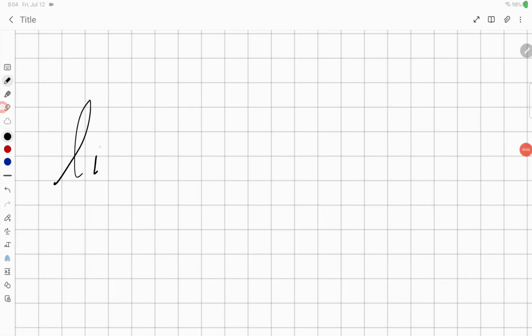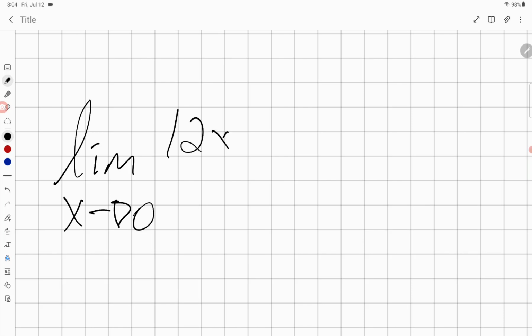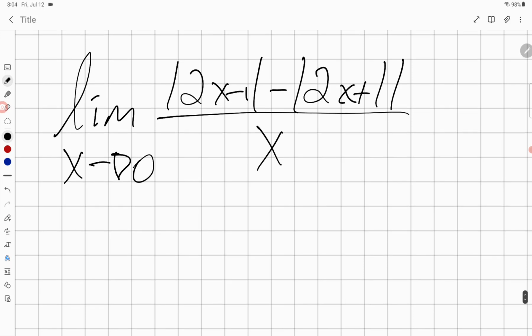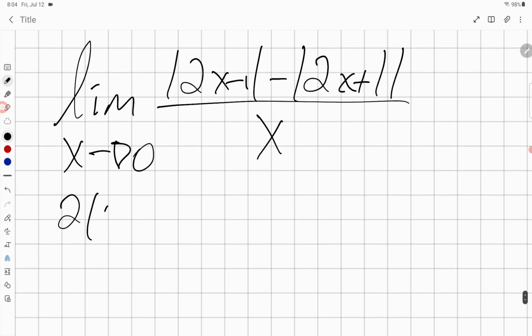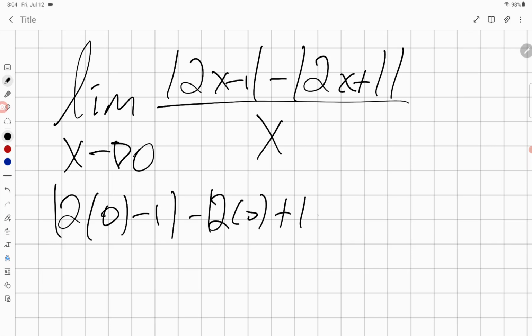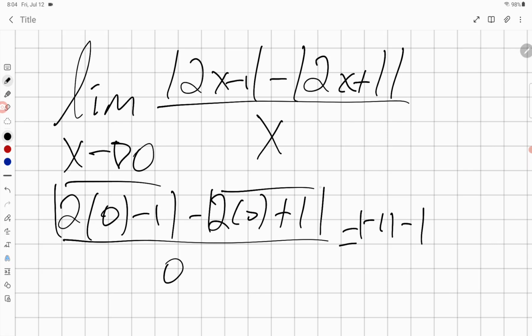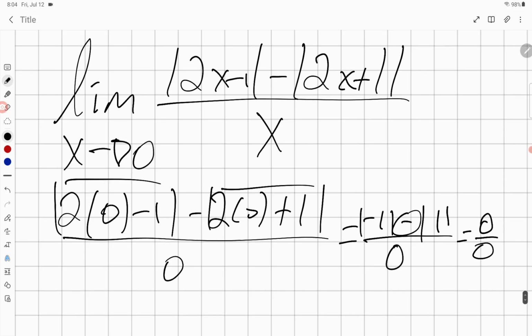Let's take a look at this nice limit as x approaches 0 of the absolute value of 2x minus 1 minus the absolute value of 2x plus 1, all over x. First of all, direct substitution will fail, because that would give us the absolute value of 2 times 0 minus 1, minus the absolute value of 2 times 0 plus 1, over 0. That gives negative 1 in absolute value minus positive 1 in absolute value over 0, which is 0 over 0. So direct substitution fails, and you try something else.